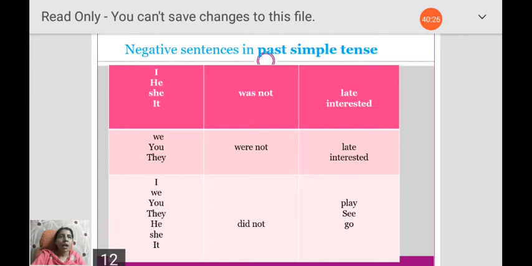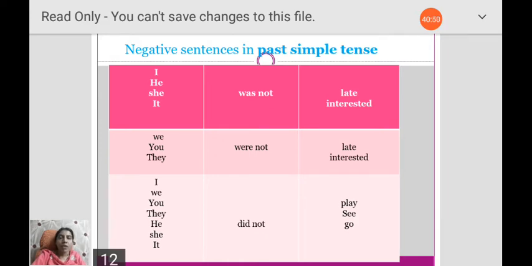I was not late. He was not late, or he was not interested. She was not late, or she was not interested. It was not late. Or it was not interested. Something like that you can write. We were not late. You were not interested. You were not late. They were not late. They were not interested.